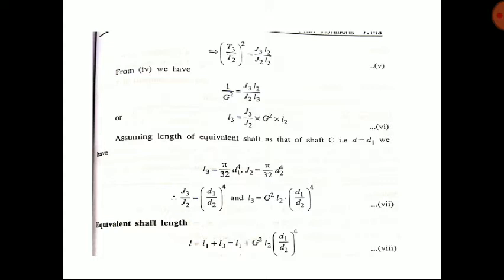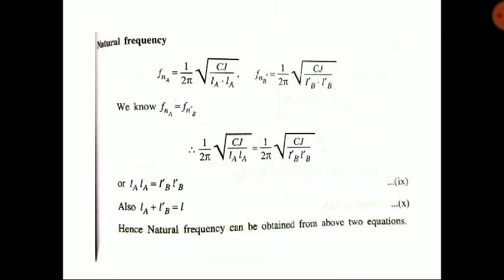So finally the equivalent shaft length we are getting is L is equal to L1 plus L3. L3 means the equivalent shaft length. That is L1 plus, instead of L3 you can substitute, g square into L2 into D1 by D2 raised to 4. So this is the final length of the equivalent shaft. Next we are substituting different things.